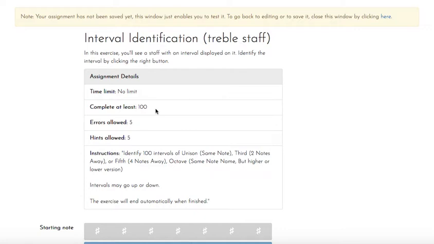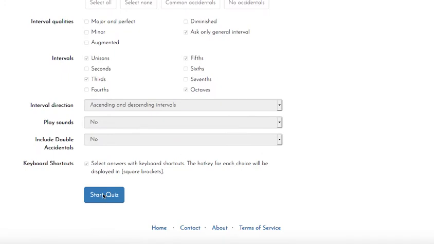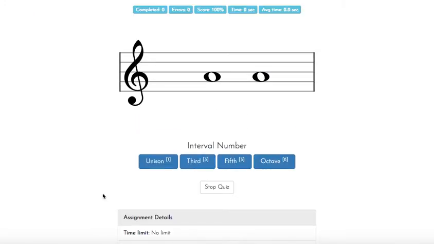Now I'm going to demonstrate on here in treble clef, but this will also apply to our bass clef students, and I'll explain here too. So you can both see how this works. Go ahead and start our activity.